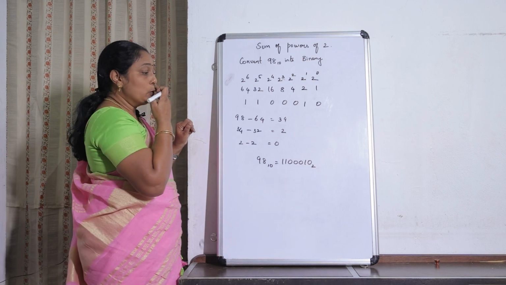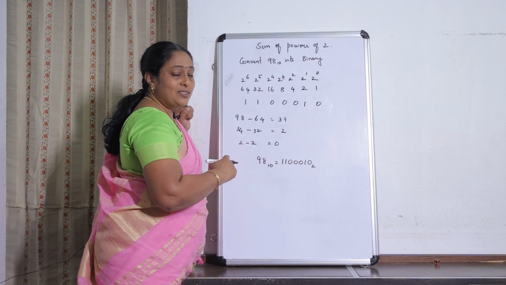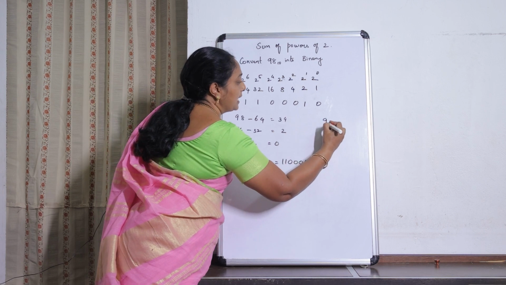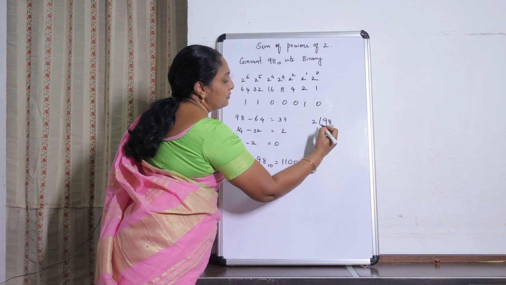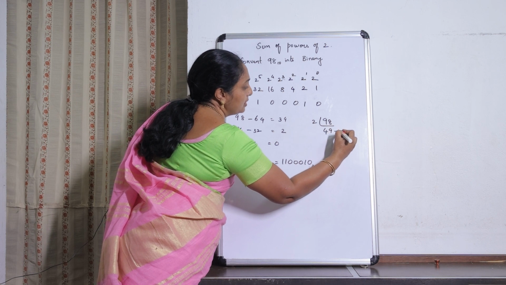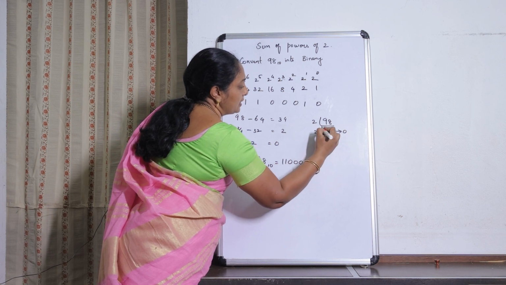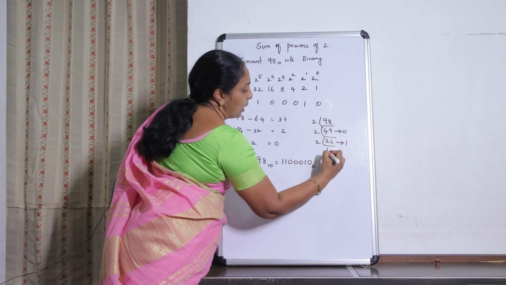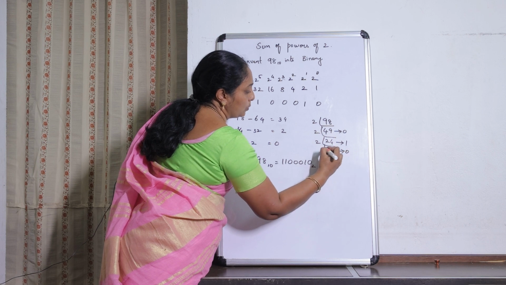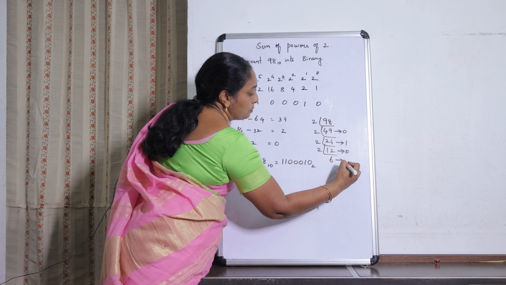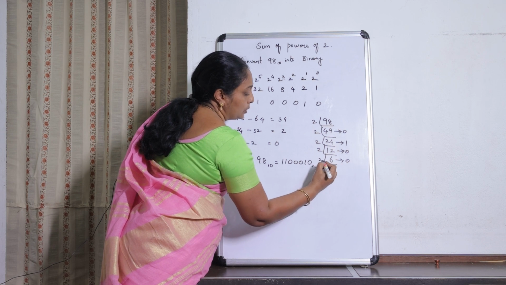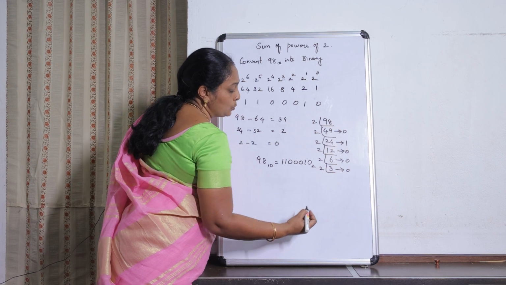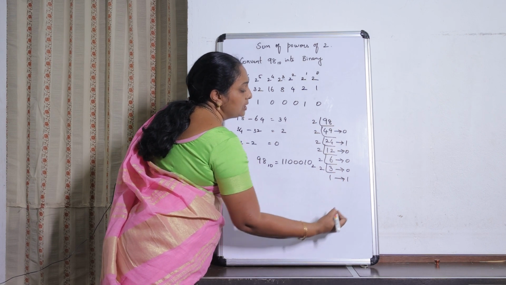You will get the same answer when you convert 98 into binary using the repeated division by 2 method. Let's check that. When you divide 98 by 2, the quotient is 49 and the remainder is 0. Dividing 49 by 2, the quotient is 24 and the remainder is 1. Dividing 24 by 2, the quotient is 12 and the remainder is 0. Then 6, remainder 0. Then 3, remainder 0. When you divide 3 by 2, the quotient is 1 and the remainder is 1.